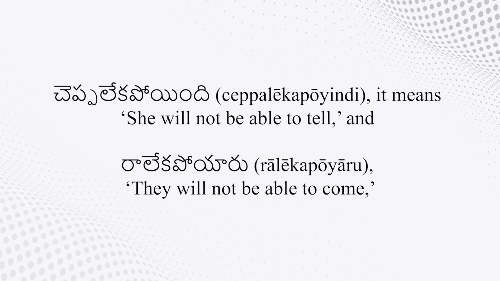See another example. Cheppalekapoyindi, it means she will not be able to tell. And ralekapoyaru, they will not be able to come. In each case, lekapo stays constant to indicate inability, while the suffix changes according to person, number and gender. This structure provides a clear and consistent way to express future impossibility or lack of ability in the Telugu language.